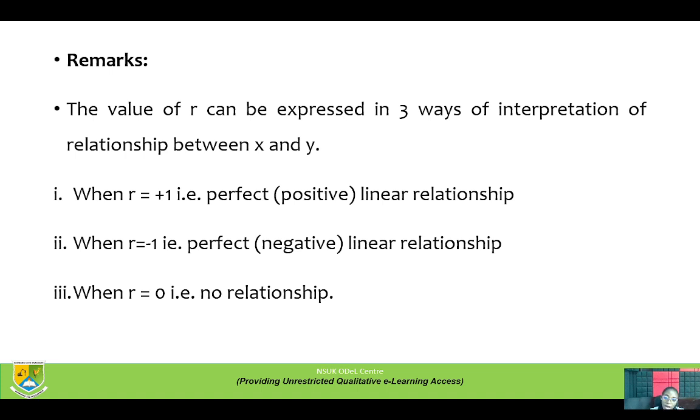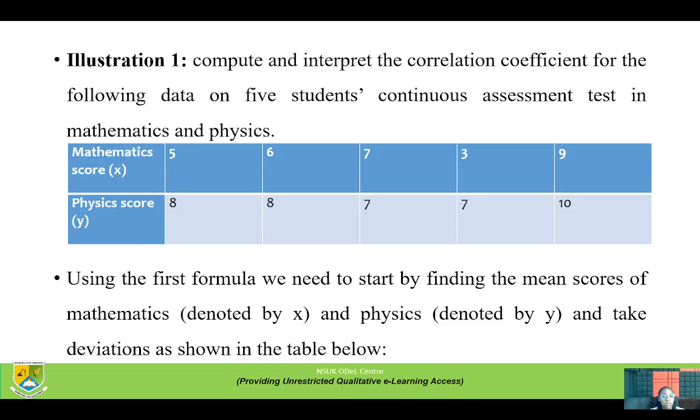The value of R is expressed in three ways, which interprets the relationship between x and y. It's either +1, which is a perfect linear relationship. It's either -1, which is a perfect negative linear relationship. It's either a 0, which indicates no relationship.